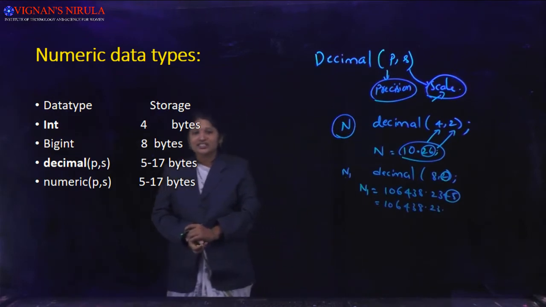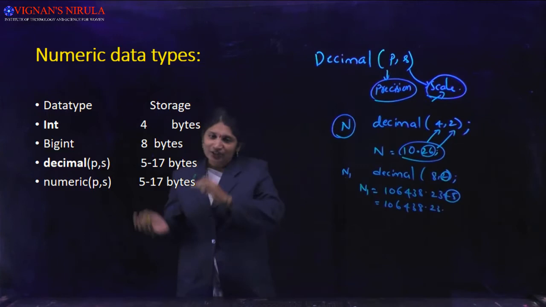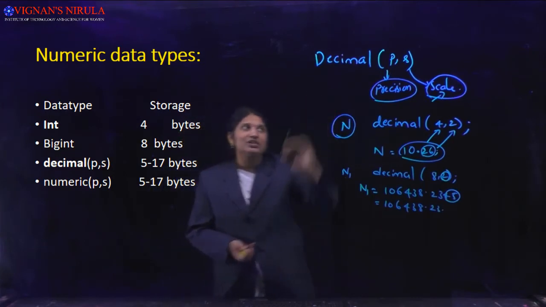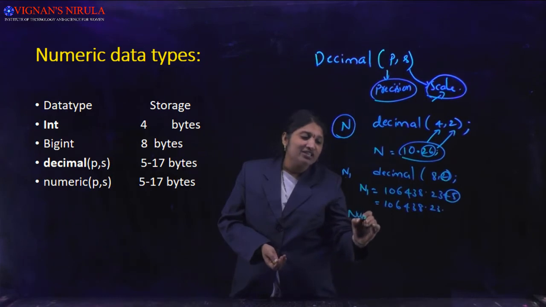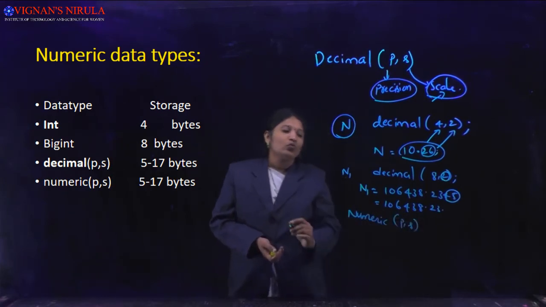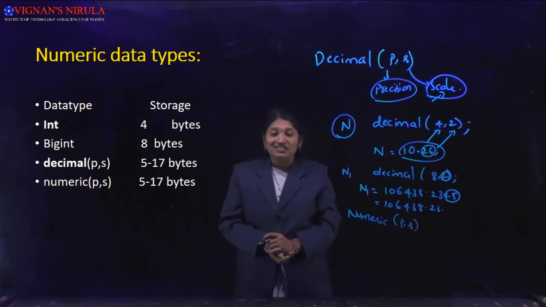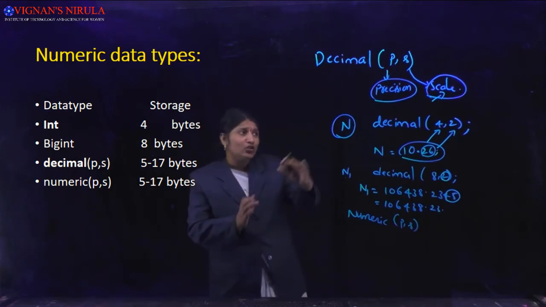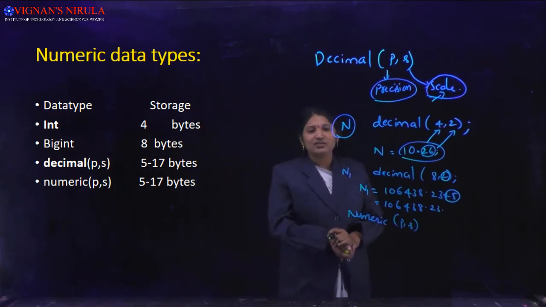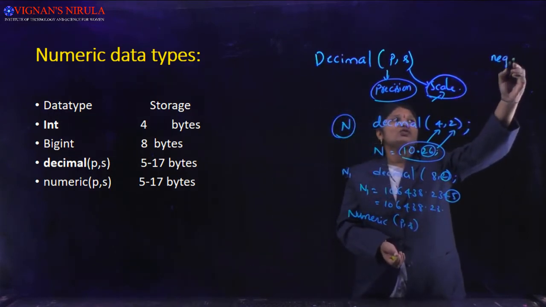The next category of numeric data type is also called numeric. The numeric data type is very similar to your decimal data type. The syntax, as you are seeing, is numeric of p comma s, where p indicates the precision of that number and s indicates the scale of that number, as we have discussed previously. In both of these data types, decimal as well as numeric, I can use negative scales also.